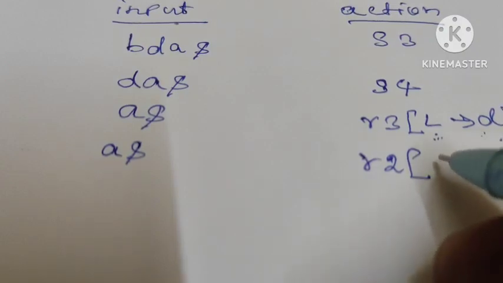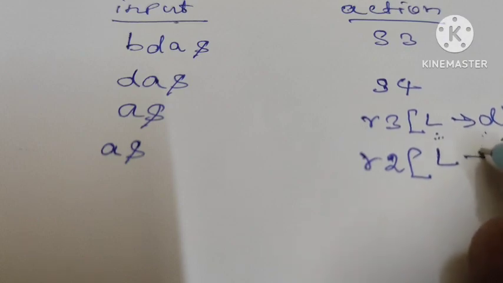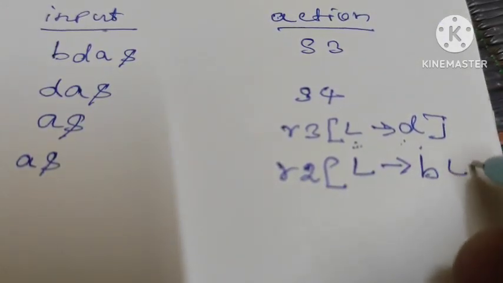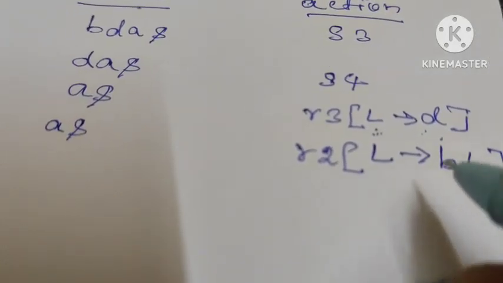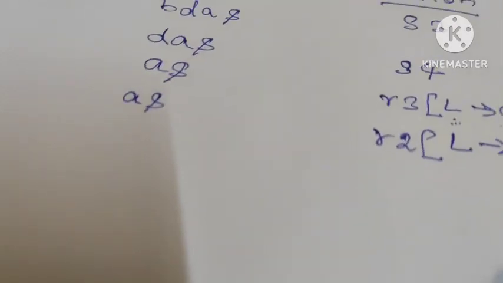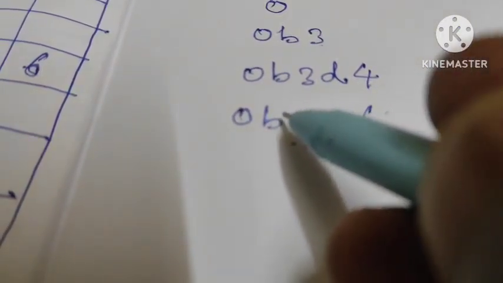L tends to BL is called as R2 production. Now see here, we have two elements on the right side, that means we have to pop 4 elements from the stack. What are the 4 elements? 6 goes off, L goes off, 3 goes off, and B goes off.